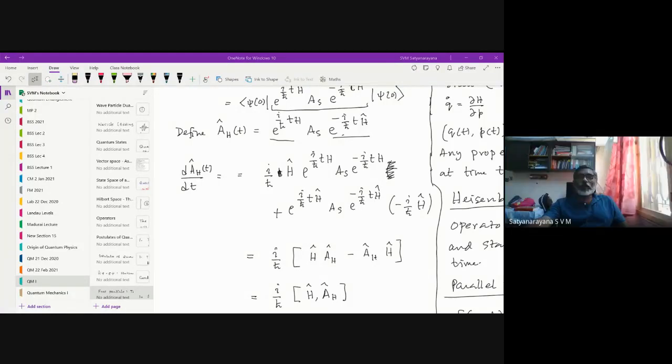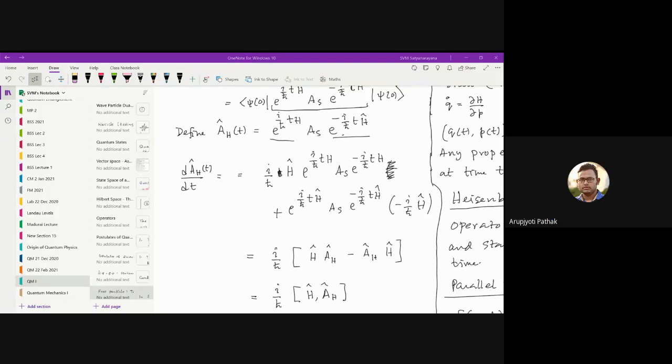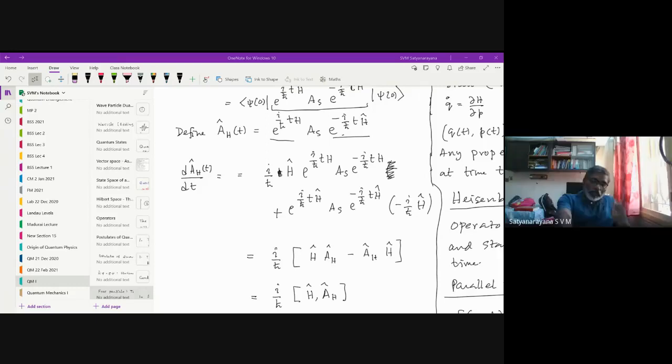Hello, sir. Hi. Yes. I have a question. Gaussian wave packet is a minimum uncertainty wave packet among all other wave packets. Is it only possible when time is equal to zero, sir? As time increases, its uncertainty is also increasing. Yes, so the Gaussian wave packet at time t equal to zero has the minimum uncertainty. Otherwise, it can change. Okay, sir.